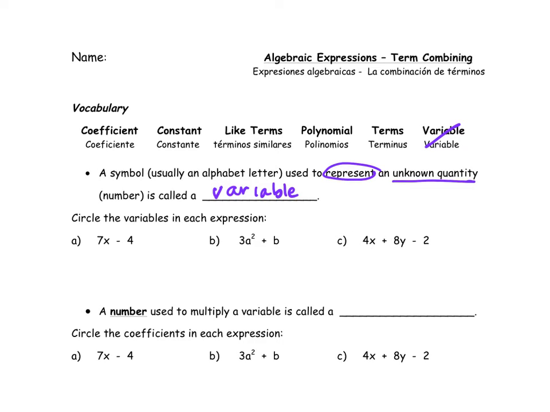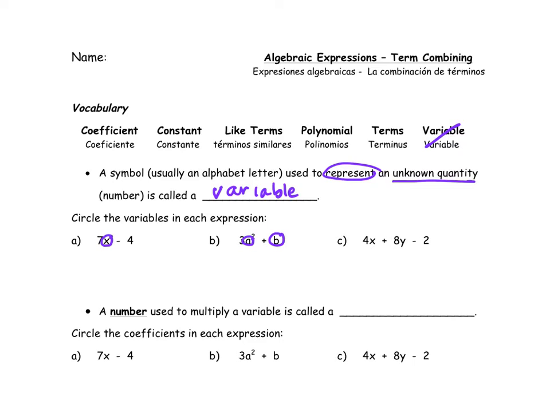So we're asked to circle the variables in each expression. We're looking for an alphabet letter. This first expression says 7x minus 4. The alphabet letter, or the variable that we see, is x. This next one, I see 3a squared plus b. Even though the a has a little 2 or an exponent on it, it is a variable. So we're going to circle the a, and we're going to circle the b.